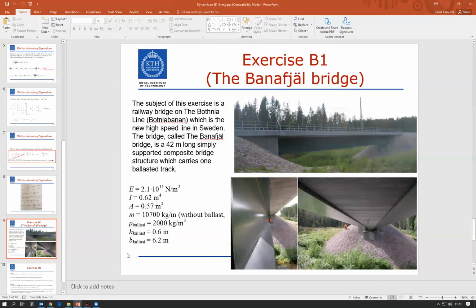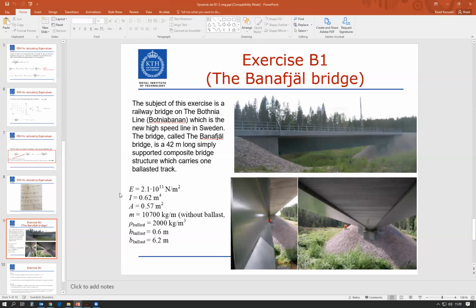It will be Andreas Andersson. I think most of you know Andreas, my colleague who was responsible for the FEM course in the spring. So he will be responsible for conducting this vibration test on the Banafiel and on the Bring On bridges in September, last week in September.